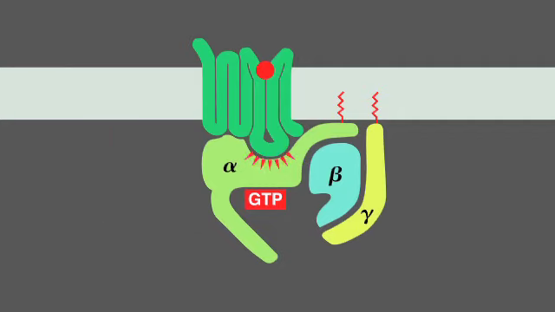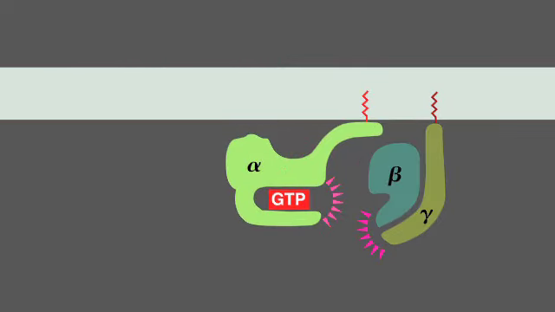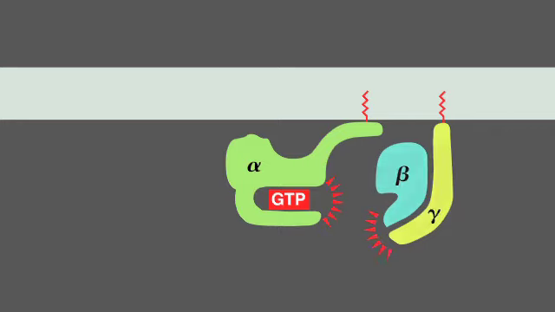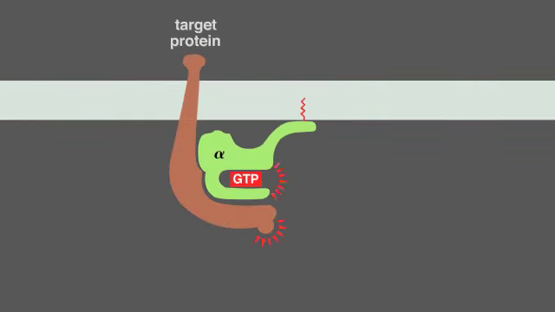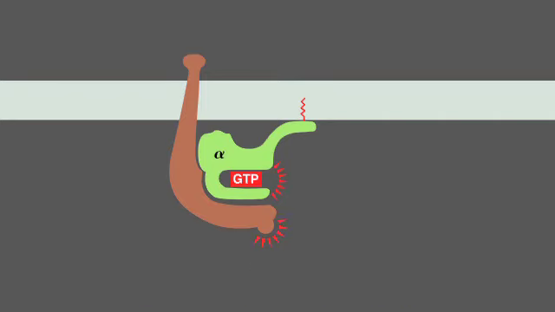GTP binding causes a further conformational change in the G protein, activating both the alpha subunit and beta-gamma complex. The activated alpha subunit dissociates from the activated beta-gamma complex. Both of the activated components can now regulate the activity of target proteins in the plasma membrane, as shown here for a GTP-bound alpha subunit. The activated target proteins then relay the signal to other components in the signaling cascade.